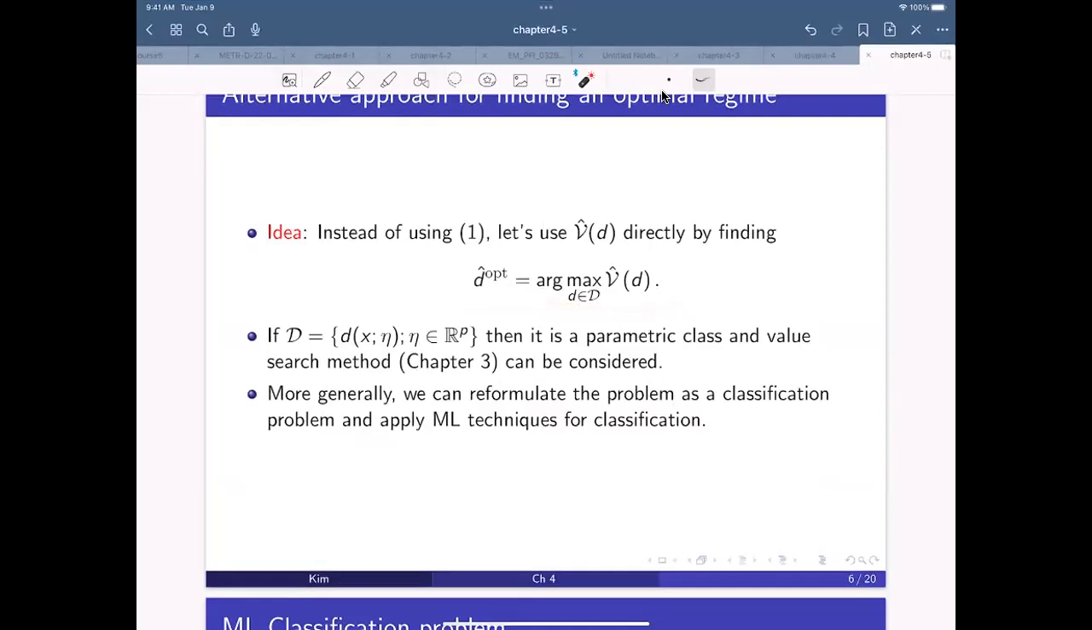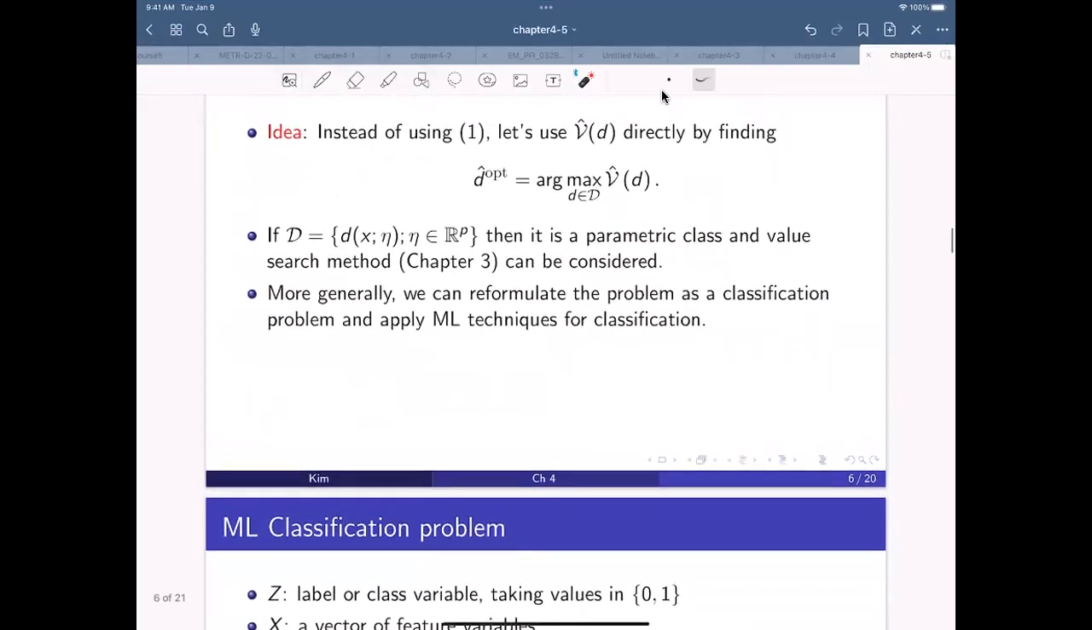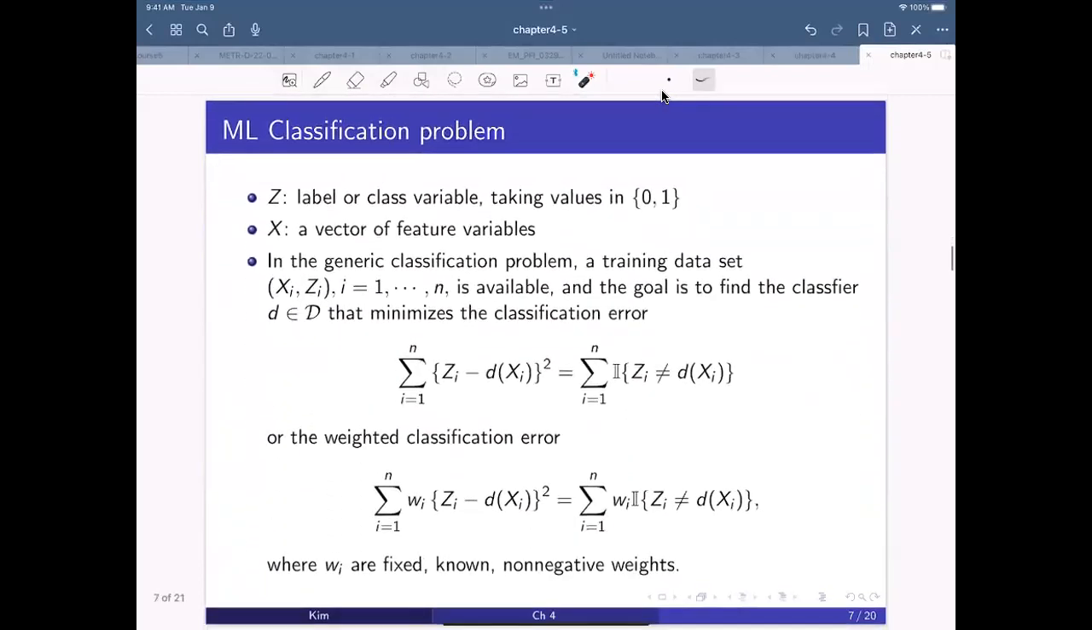It's working. Yeah. So this is particularly interesting, important, and useful when we have a class of decisions. Instead of considering the whole class of decisions, suppose we have a particular parametric class, a kind of subclass, and try to optimize among that class. Now we're going to view it as a classification problem. That is an interesting point. So I'd like to move on.